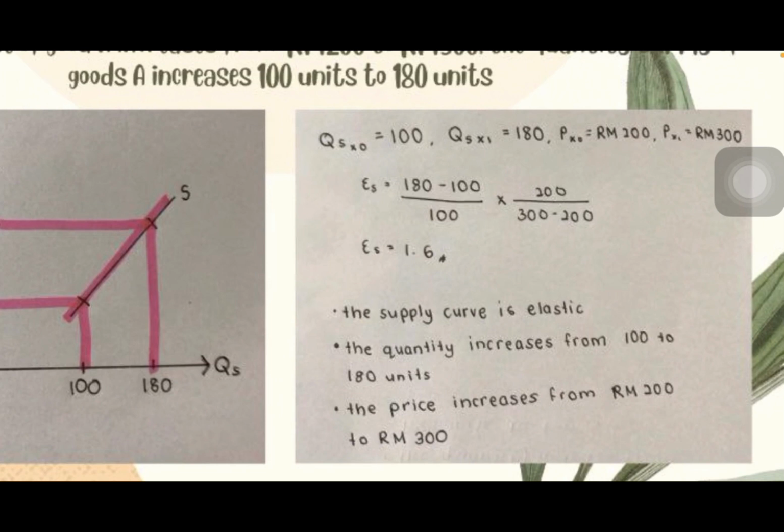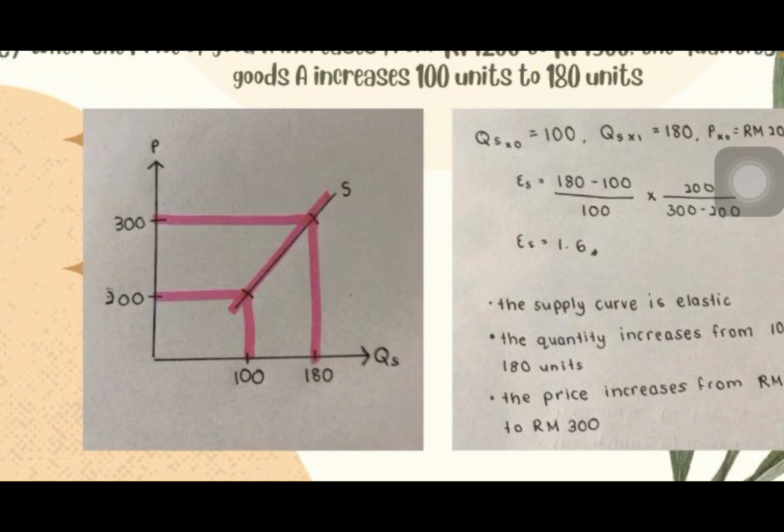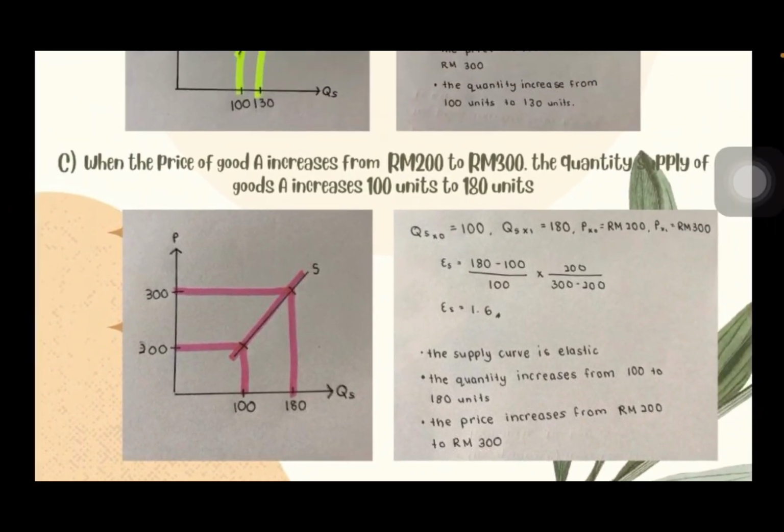The quantity increased from 100 to 180 units. The price increased from 200 to 300 ringgit. So here is the graph, where quantity supplied increased from 100 to 180. The price also goes from 200 to 300 ringgit. So I think that's all from us.